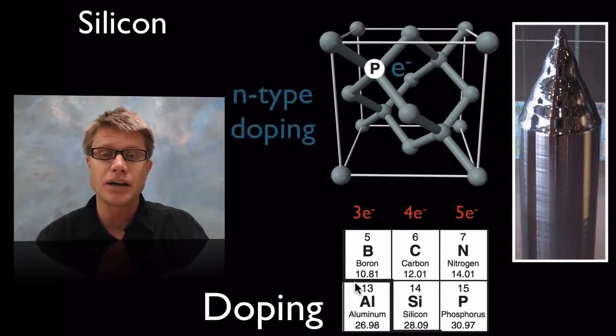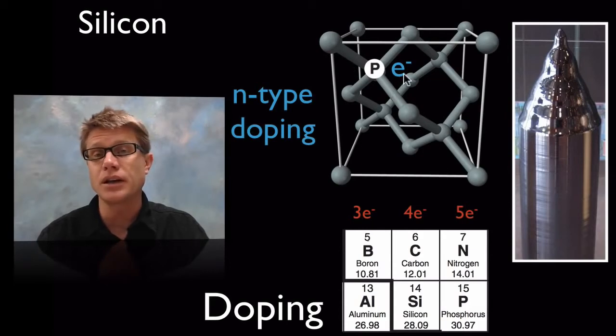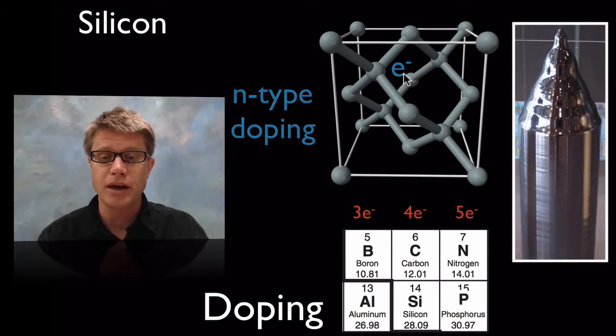We could dope it with phosphorus. That's called N-type doping. And the reason it's N-type doping is now phosphorus fits right into the lattice. It's going to bond to these 1, 2, 3, 4 atoms around it, but it's going to bring with it an extra electron. And the reason we call it N-type doping is it's increasing the negative charge that's going to be in that silicon. So it's easier for that to flow. So let me put that back for a second.